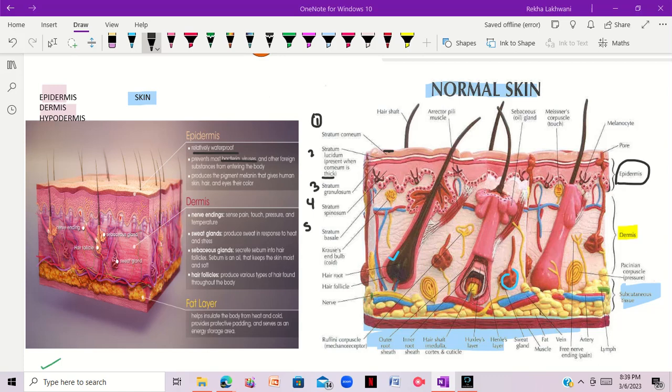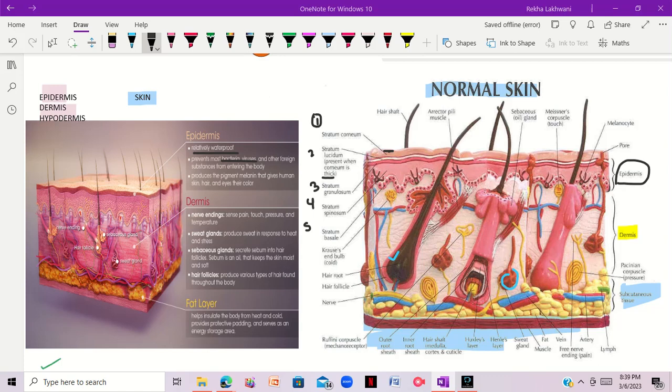So this was the epidermis. Now let's look at the dermis. Basically, these have nerve endings that sense pain, touch, pressure, and temperature. As I said, there are certain receptors present in our dermis. For example, nociceptors, which are known as pain receptors. We have chemoreceptors, mechanoreceptors, and photoreceptors. So in our skin, chemoreceptors and nociceptors are present.